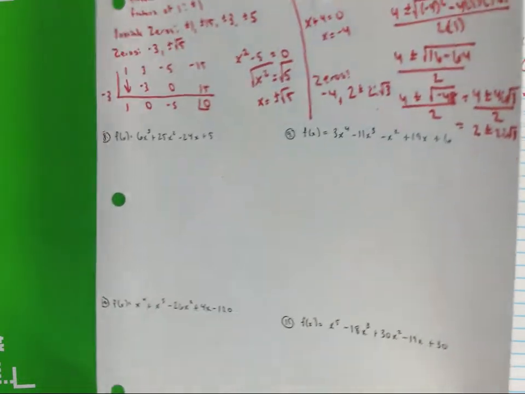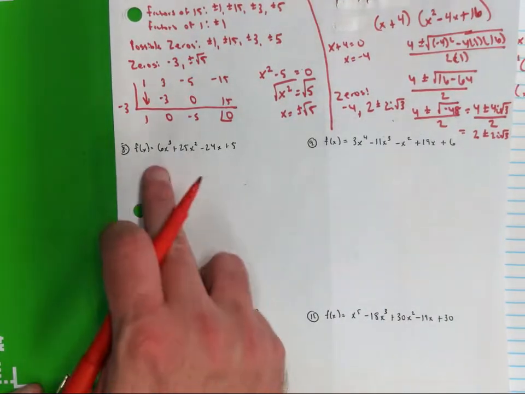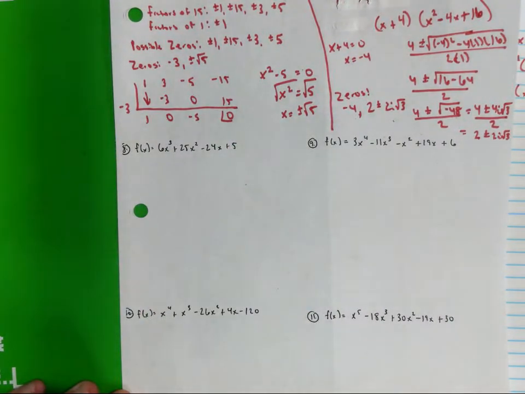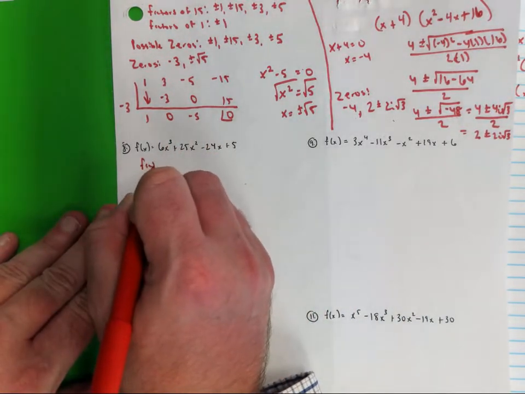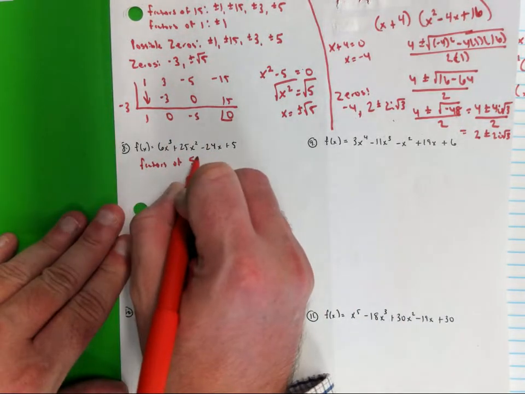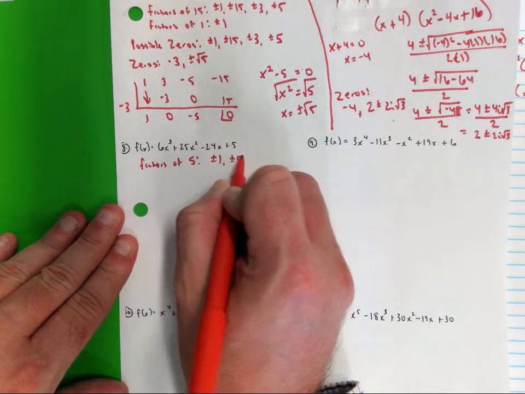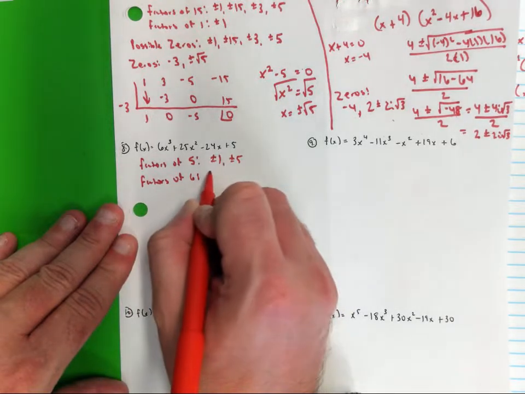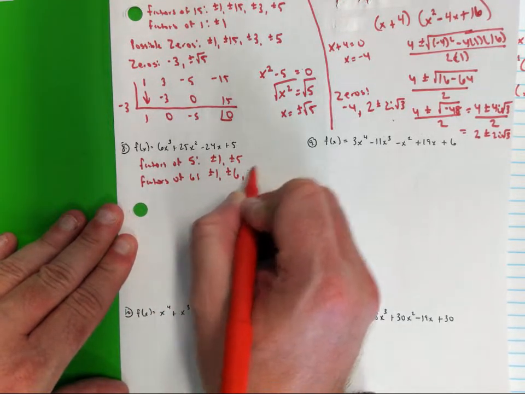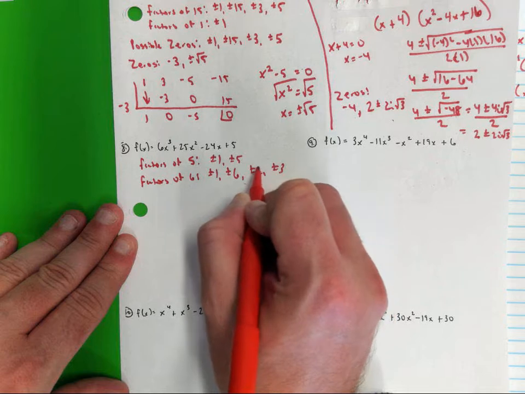All right, let's look at number 8. I look at that to see if I can factor. It's got 4 terms, but if I was to factor that, that would not give me the same thing in the parentheses. So we are going to list the possible zeros on this one. Factors of 5: plus or minus 1, plus or minus 5. Factors of 6: plus or minus 1, plus or minus 6, plus or minus 2, plus or minus 3.